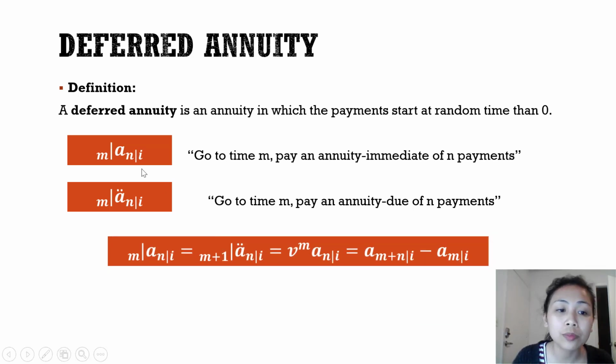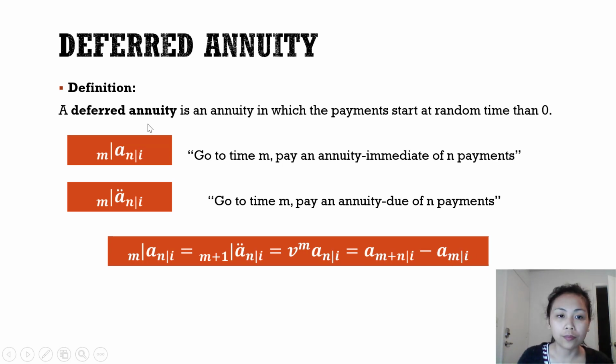And we also have a connection between deferred annuity, immediate and due. So here, M| A_n at rate i is the same as M+1| ä_n at rate i. And that is the same as v^M times a_n at rate i, because we bring the value of this annuity immediate from time M to time 0, so we have to multiply by v^M, because this annuity is deferred to time M. And this is the same as a_(M+N) minus a_M.